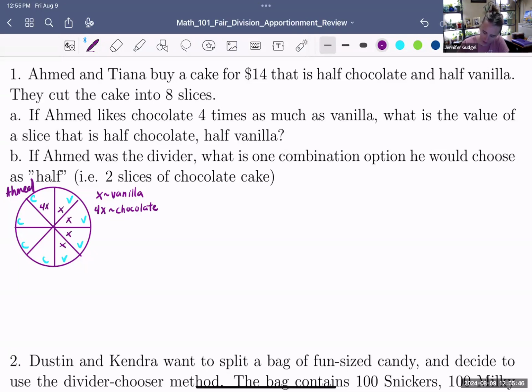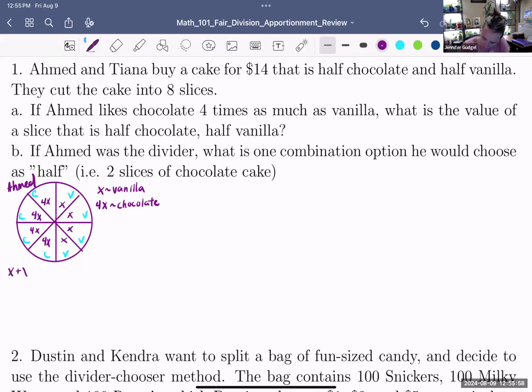each of these slices is worth 4 times the amount of that vanilla slice. And if I add all of these slices together, it needs to equal the value of the whole cake, which is $14. So 4 vanillas, 4 chocolates has to add up to $14. Well, we've got 4, 8, 12, 16, 20 X's has to equal 14.